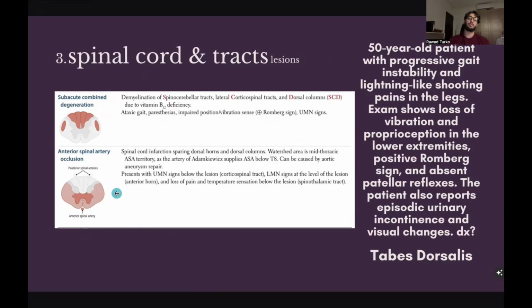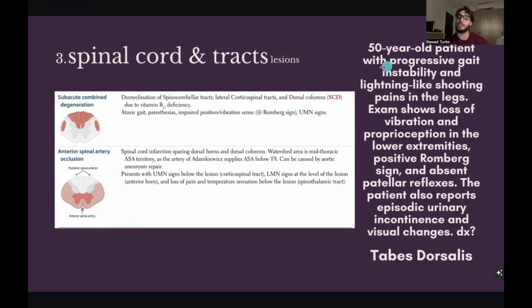Again, we know that the anterior spinal artery basically supplies the anterior section of the spinal cord. So if you have an occlusion in the anterior spinal artery, which is this thing right here, it's going to affect the entire anterior area. So that's your anterior gray horn cells. So you're going to have lower motor neuron signs at the level of the lesion, and also the corticospinal tracts and all the other tracts in the anterior section. So upper motor neuron signs below the lesion, and loss of pain and temperature also below the lesion because the spinothalamic tracts can be affected too. Okay, but you'll see here the dorsal column is spared.